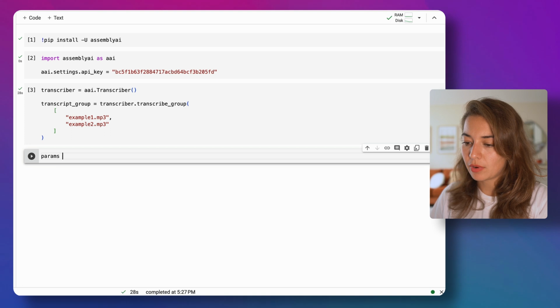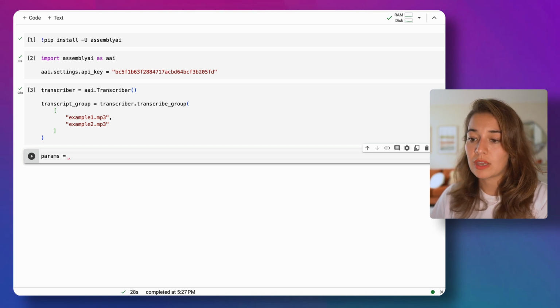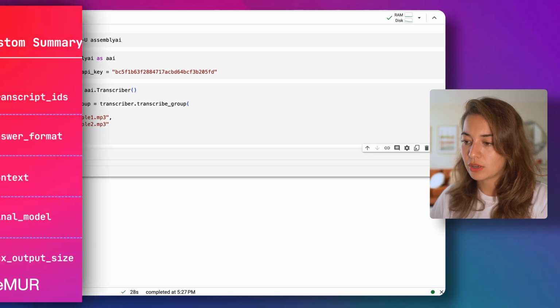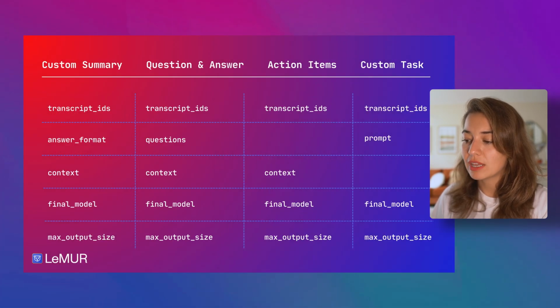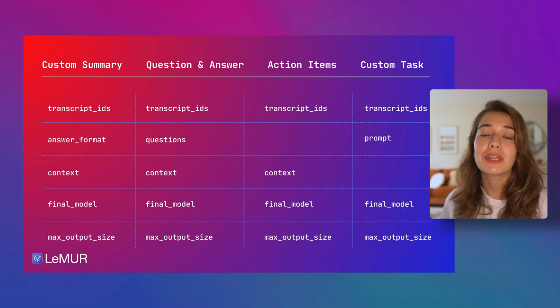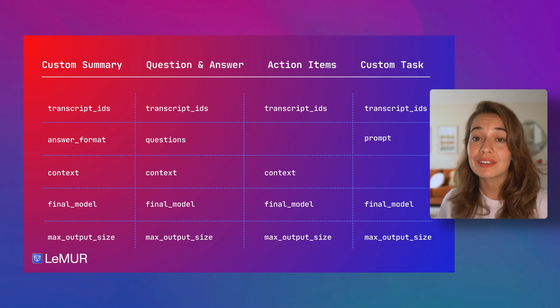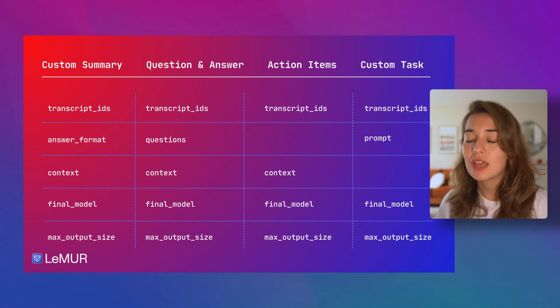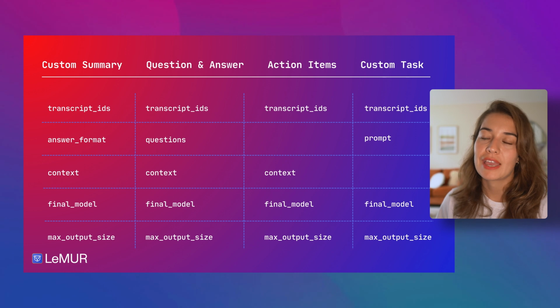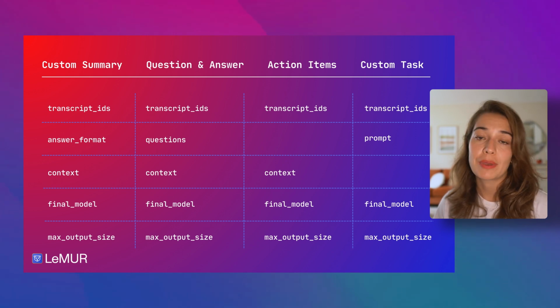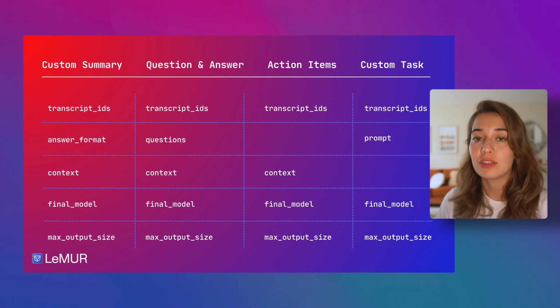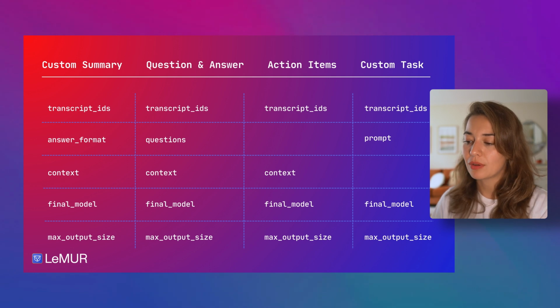Next, let's set our parameters that we're going to pass to the action items endpoint. We're going to pass them in a dictionary. For the action items endpoint, again, we need to pass the transcript IDs. But as we talked about, the Python SDK automatically deals with this, so we do not have to do it. But if you're not using the Python SDK, then you have to make sure to pass the transcript IDs that you get from AssemblyAI to LeMUR.